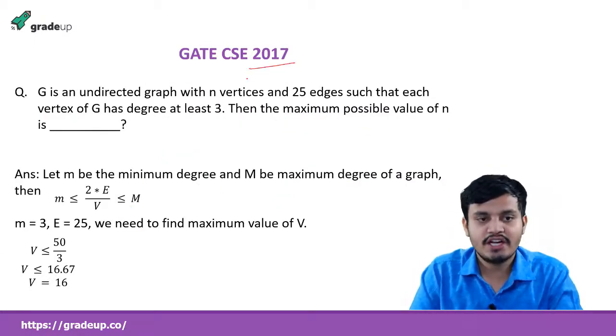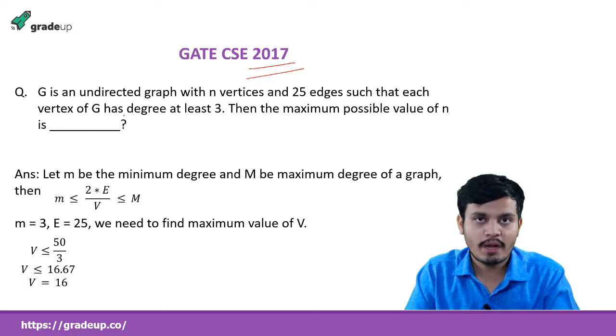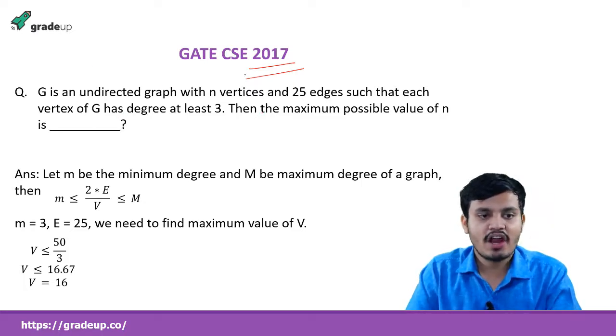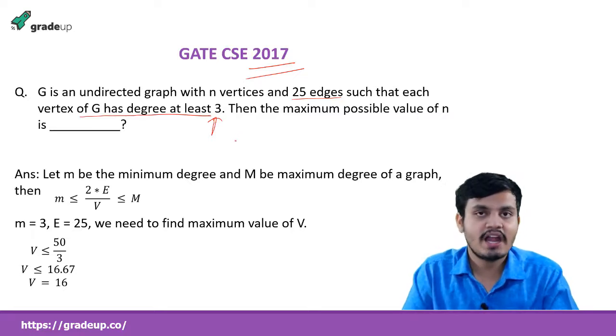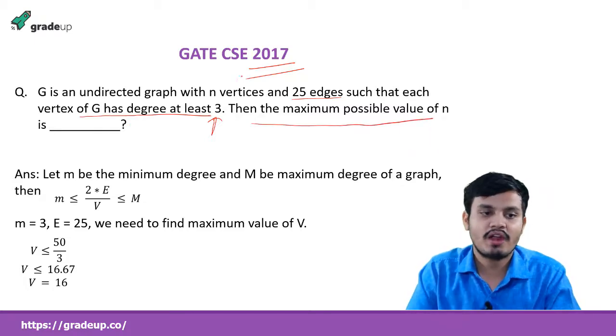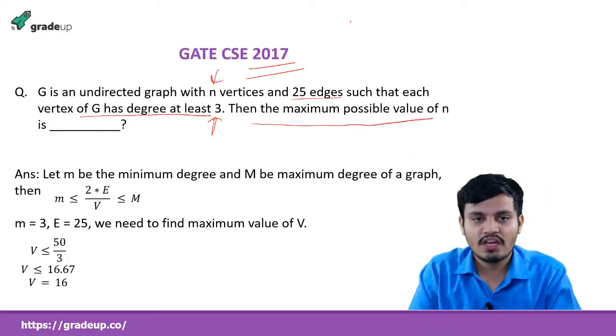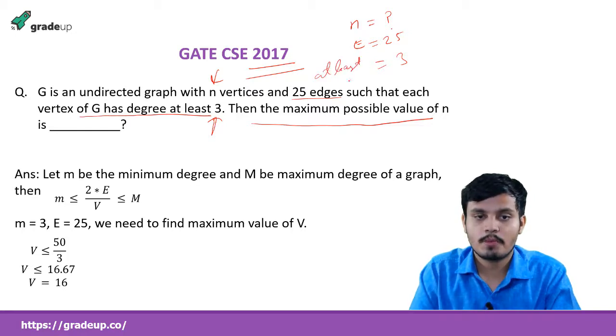See, this question was asked in GATE 2017. Read the question properly before attempting. Okay. G is an undirected graph with n vertices and 25 edges such that each vertex of G has degree at least 3. So they are saying that every vertex has degree at least 3. Then it is asking for the maximum possible value of n. What is n? The vertices. So we are given edges E is equal to 25, and we are given that every vertex has degree at least 3.